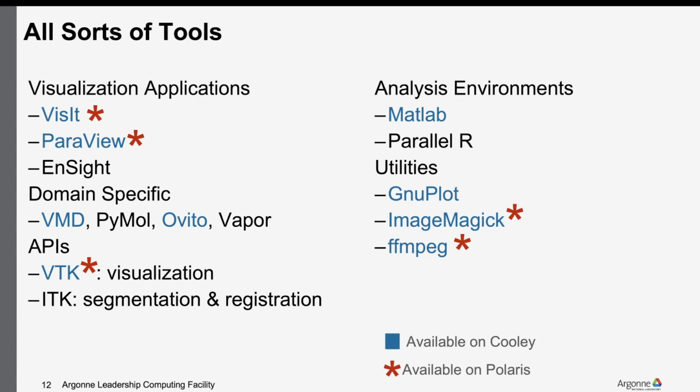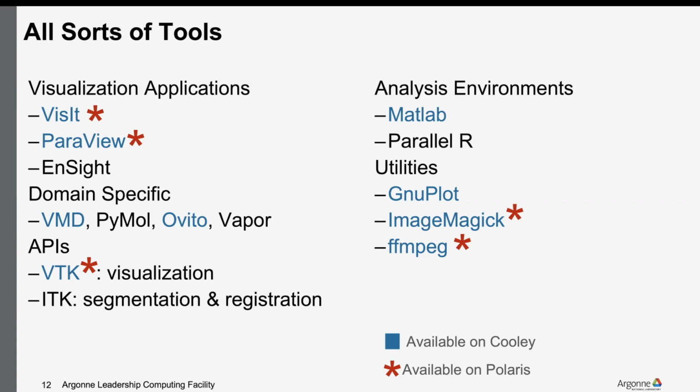FFmpeg is an encoder that you can use to generate a stack of frames, and then you can use FFmpeg to encode them into a movie. ImageMagick is a command line tool for manipulating images, doing annotations and other effects like that.